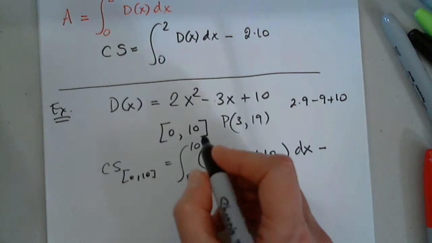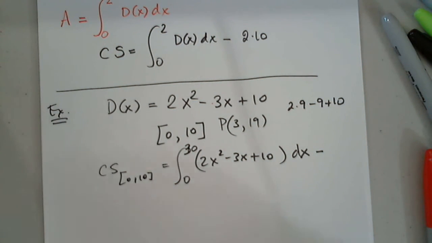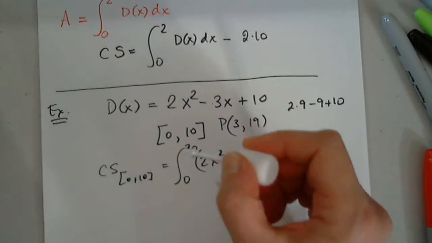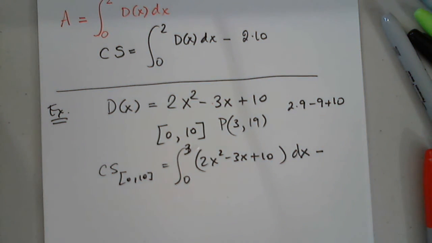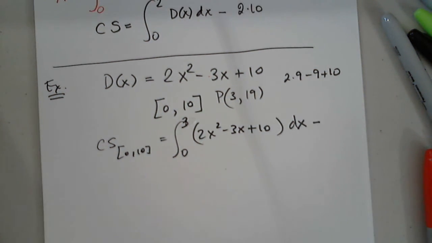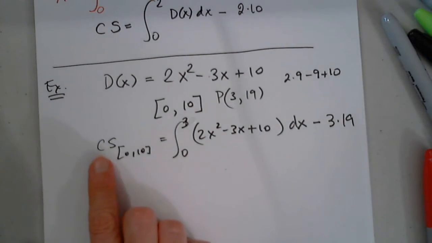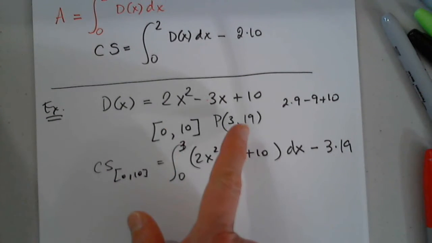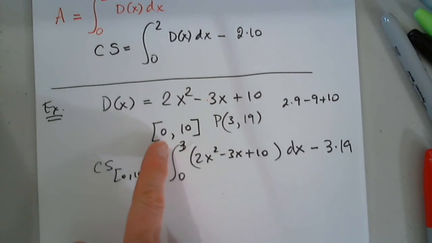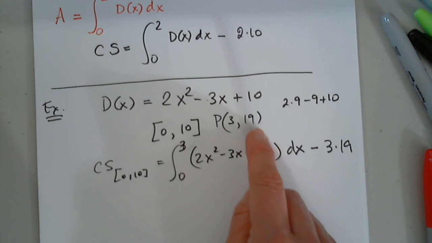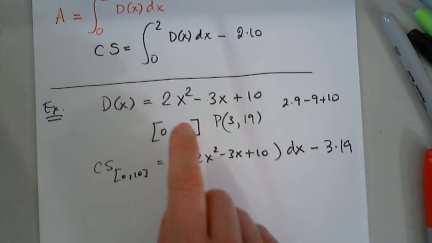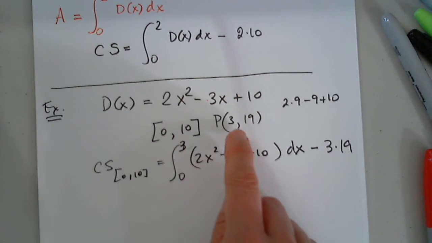So this will be from 0 to 3. So the integral from 0 to 3, minus 3 times 19. This will be the consumer surplus on this interval, because that's what we're looking for. We're looking at this function on the interval 0 to 10. I wanted to limit the intervals somewhere, right? Doesn't matter. And we picked the point as 3 comma 19. We have to determine the 19 that fits, that is the function value at 3, right?